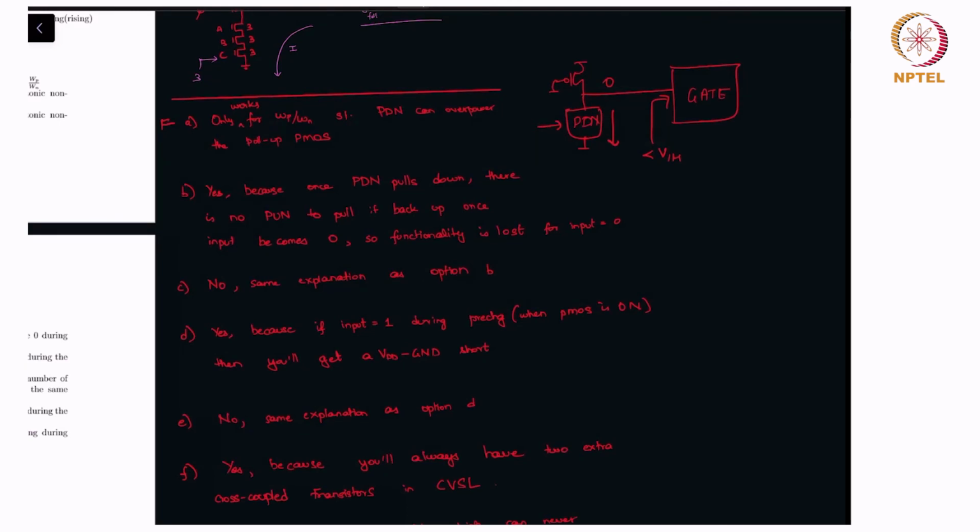For example, if the size WP is very, very large and WN is very, very small, then this output may just not go below the VIH of the next gate. That is, it may not be registered as a logic 0. So therefore, it's not guaranteed that it will work for all WP and WN.